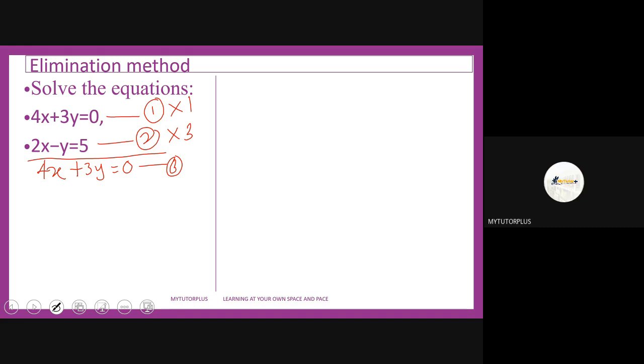Then let us go for the second equation now. 3 times 2 will give me 6x. Then 3 times y will give me minus 3y, equals 3 times 5, that will give me 15. So this is going to be my equation 4.